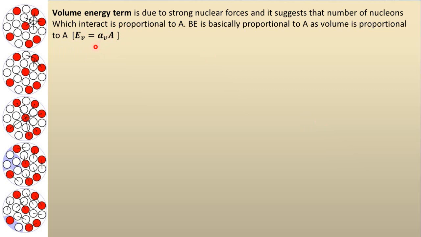But if we assume this, we generally overestimate the binding energy. This term is due to the strong nuclear forces, and it suggests that the number of nucleons which interact is proportional to A. That means if we are talking about a particular nucleon, we are saying that this nucleon is interacting with all the nucleons inside this nucleus. That's why we are taking A here. But actually this is not the case.